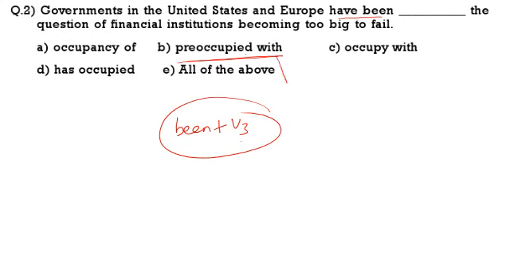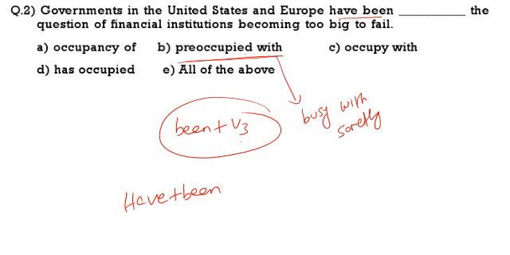Preoccupied with means busy with something. So governments in United States and Europe have been preoccupied with the question of financial institutions becoming too big to fail. So you should remember the sentence structure: have plus been plus third form of the verb. So here 'preoccupied with' is definitely correct.